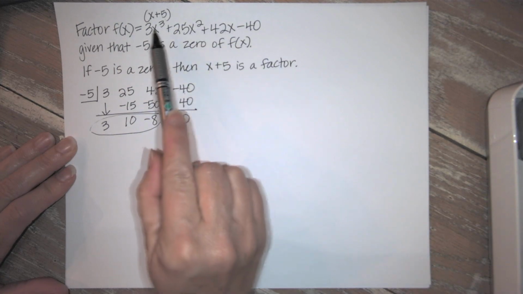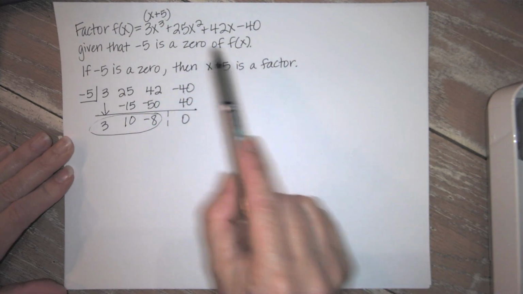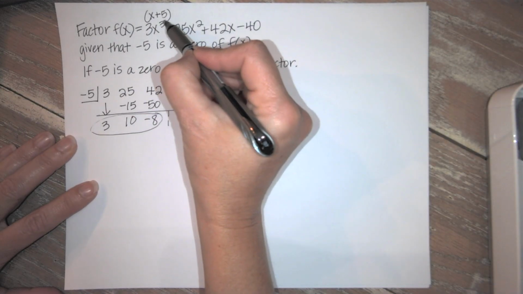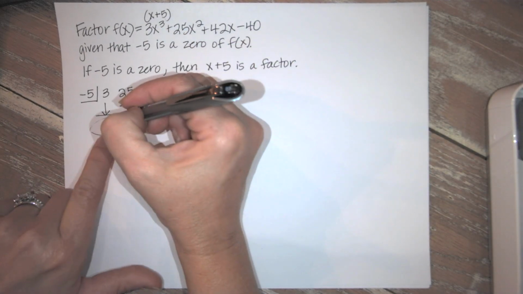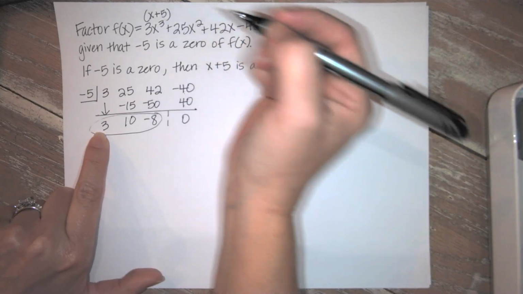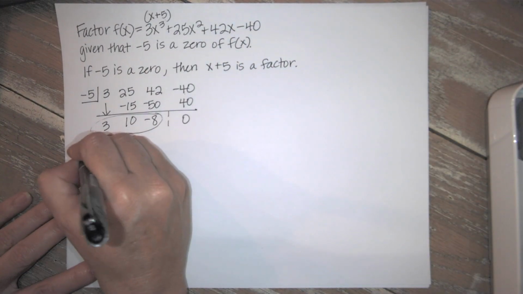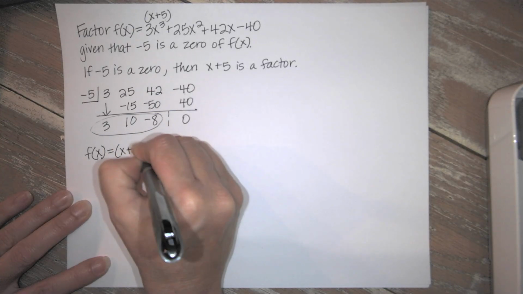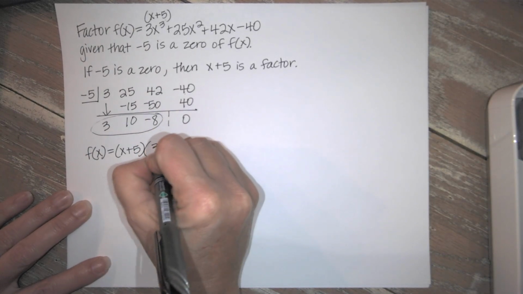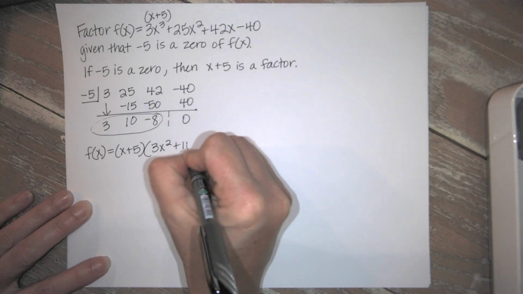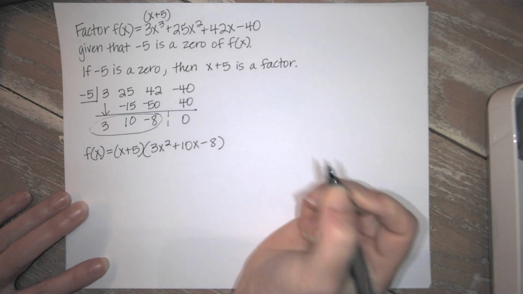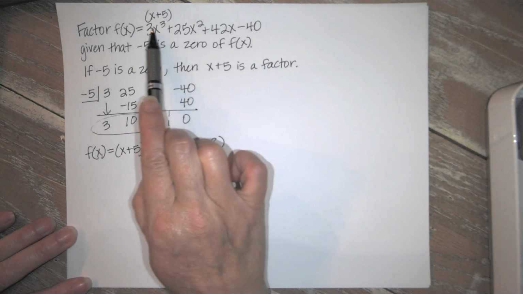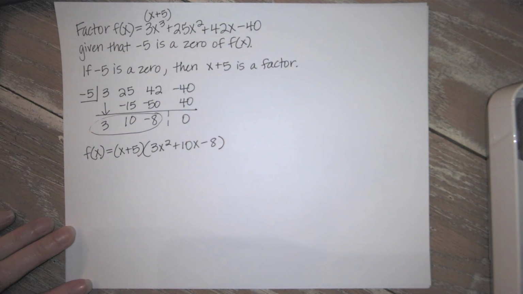So when we divide a cubic function by x plus 5, remember our answer is going to be 1 degree less than this. These are the coefficients of what's left. So what we have now is we have x plus 5 times 3x squared plus 10x minus 8. Okay, these two would multiply together to give us the original function that we started with.